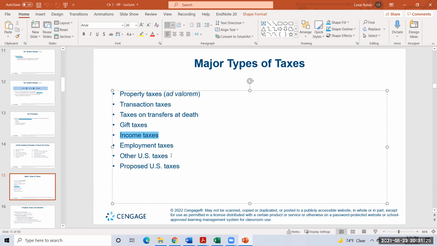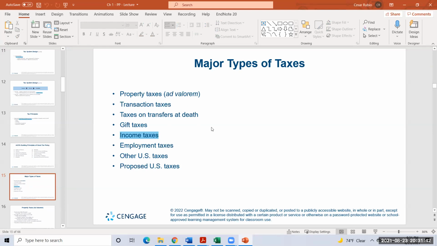Then you have other U.S. taxes and then proposed U.S. taxes. These are proposed. They're not necessarily laws yet. They're not something that you have to comply with. It is just proposed U.S. taxes. And that's what it is.